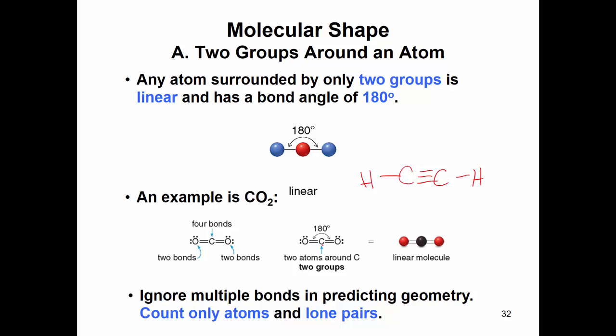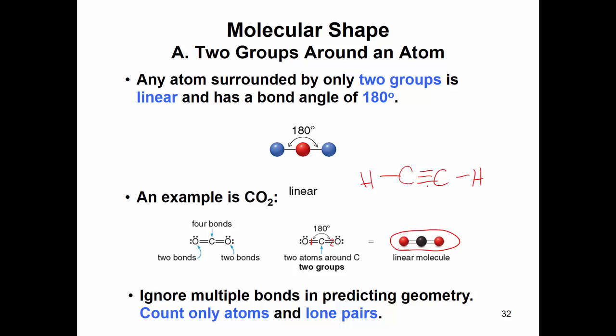If you look at CO2, for example, it has two oxygens bonded. So look at the carbon. It's got one group, two groups. Remember that double bond, it doesn't matter. You're just looking at how many atoms or lone pairs are around the carbon. So it has 1, 2. Therefore, it is a linear molecule, and there are no lone pairs on it, so that's it.